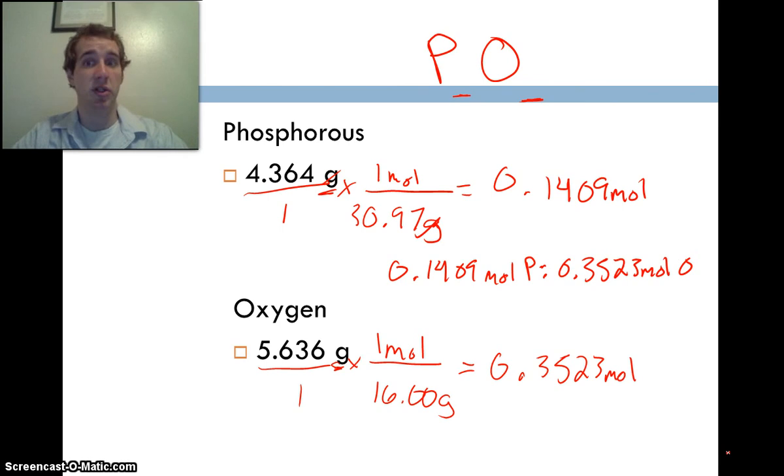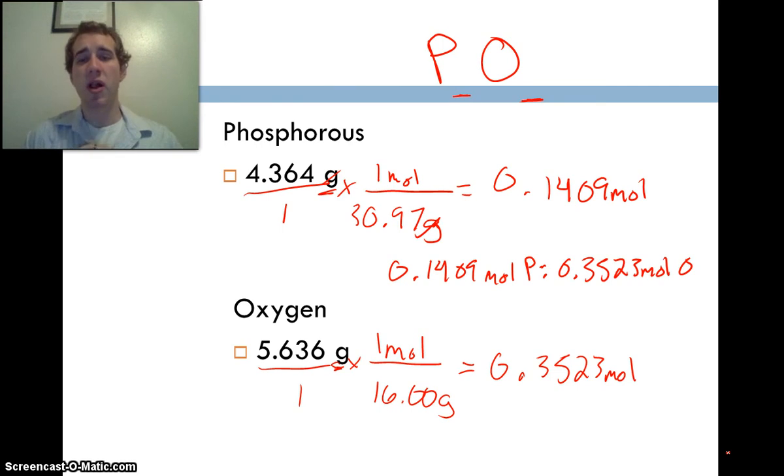Oh, cool. Gee, thanks, Mr. Jorgensen. That ratio is super lame. Right? This is an ugly ratio. Let's clean it up. Our first step, we didn't have to worry about percent to mass. That was done. Second step, mass to moles. We just did that. Third step, divide by small.